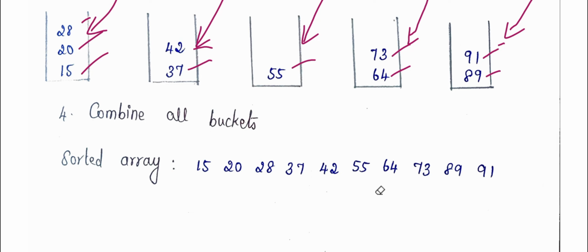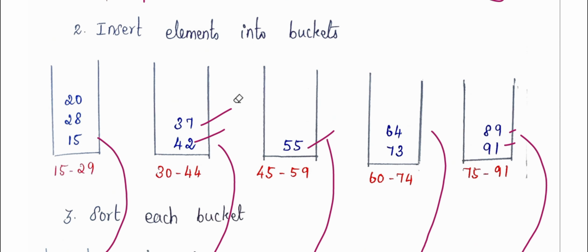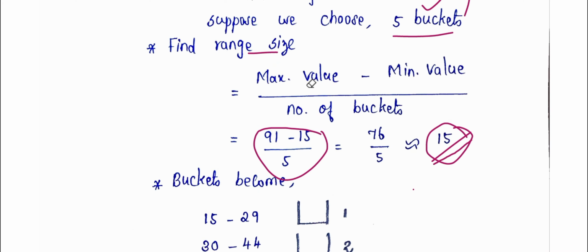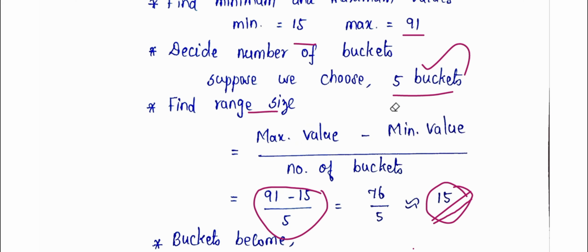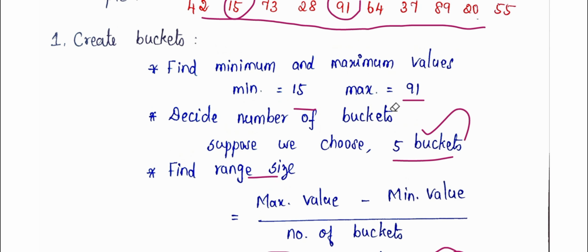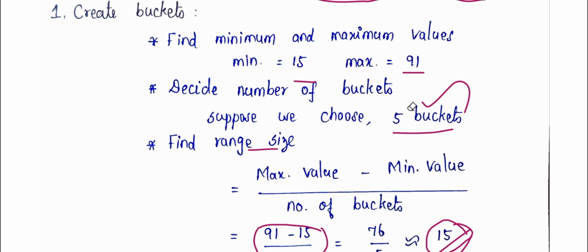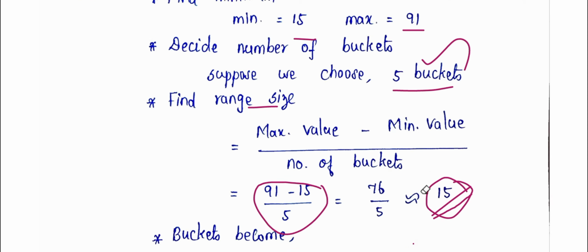What is the concept here? We create the buckets, and each bucket contains some range. One formula is there to find the ranges. Otherwise, you can randomly choose ranges, such as 10 to 20, 20 to 30, 30 to 40. No problem, this is one concept. You take the minimum value and the maximum value from the array, and assume some buckets. If 5 buckets, you find the difference between maximum and minimum value and divide it by the number of buckets.